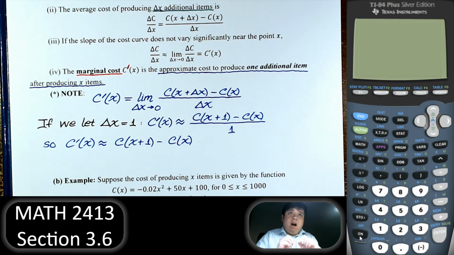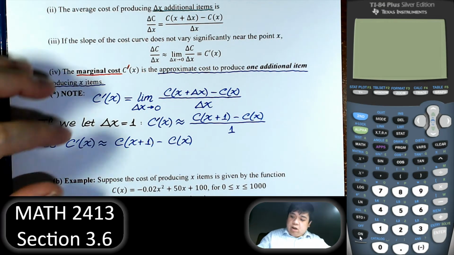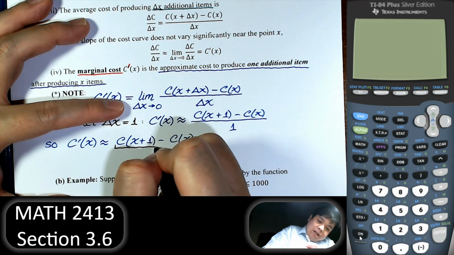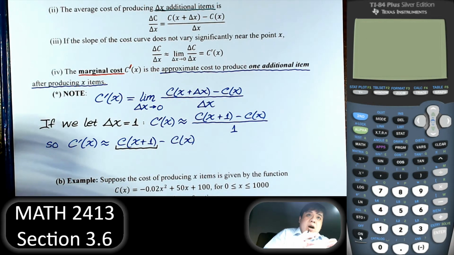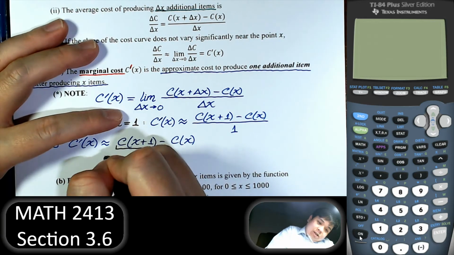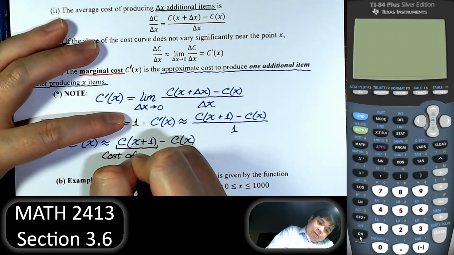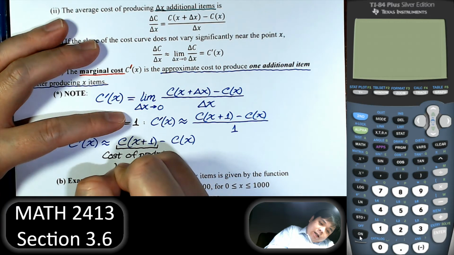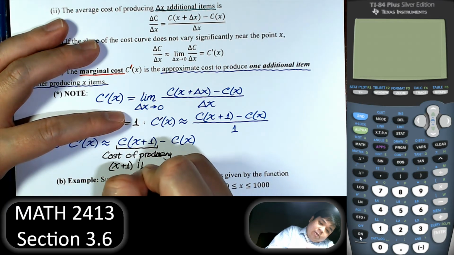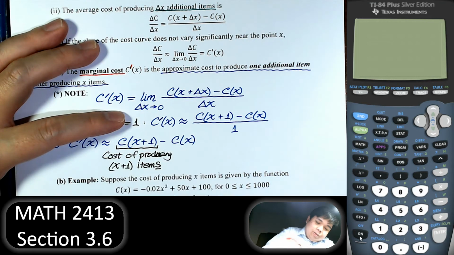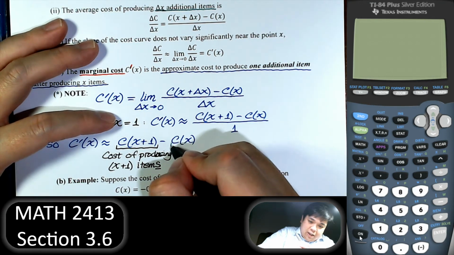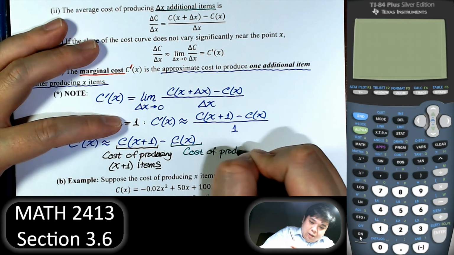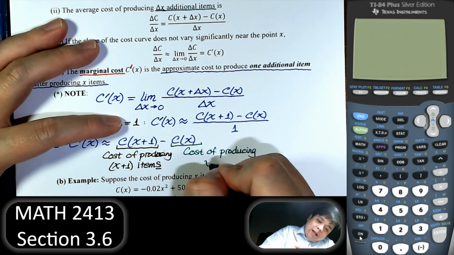Now what is this? C of x plus 1 is the cost of producing x plus first items. So let me write this out. C of x plus 1, this is the cost of producing x plus 1 items. And c of x, this is the cost of producing x items.